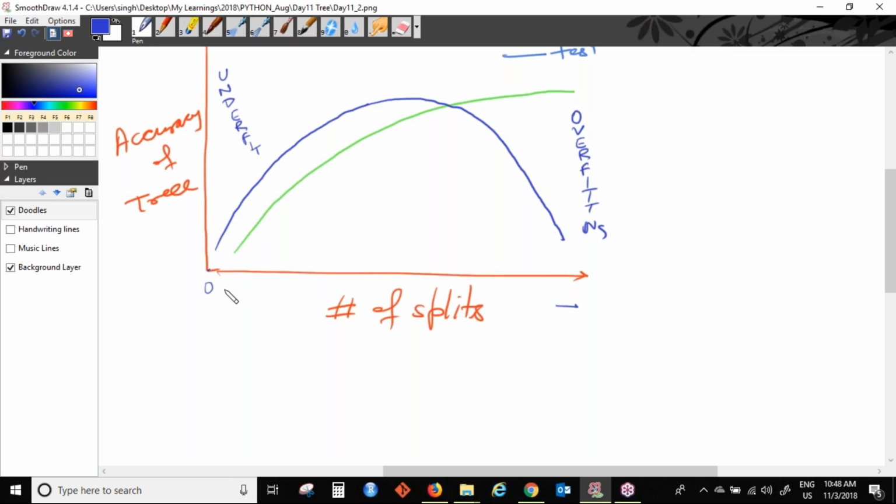A very simple model means a model with very few splits or zero splits. So there is a trade-off. You try to be somewhere in the middle here. This is the best area to be. Do you understand, guys?